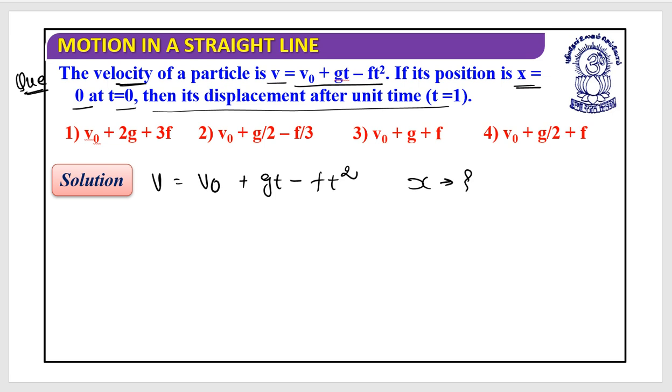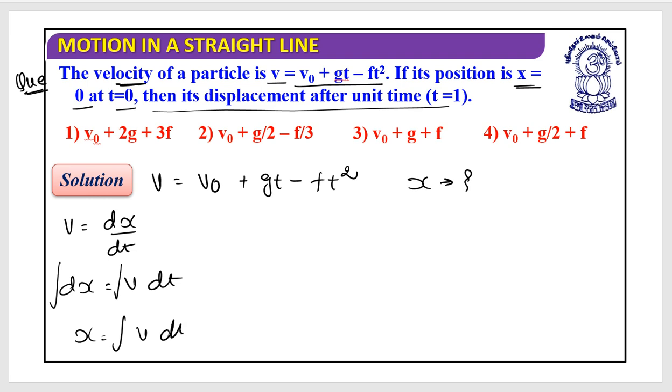For backward, what do you require? You require differentiation or you require integration? Yes, you require integration. So let's integrate this. We have this relation v = dx/dt. From this we have dx = v dt, and from this I can write x = integration of v dt.